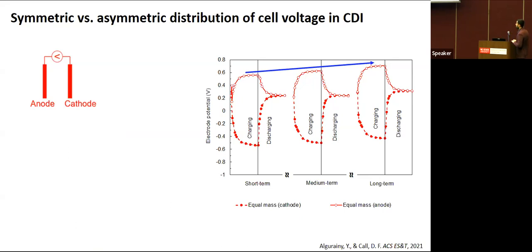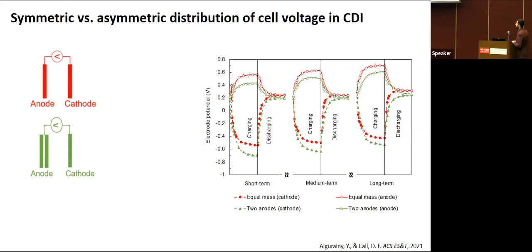Now, look at what happened when we added more carbon to the anode. Now we are limiting the cathode. The cathode would be the electrode with the smaller mass. The electrode potential, the green profile, shifted to more negative values.